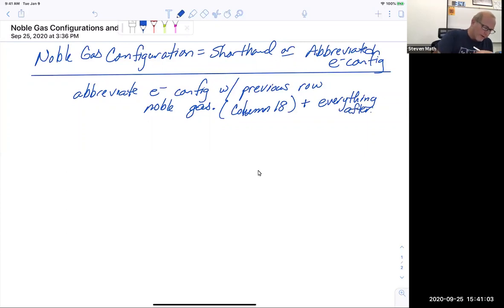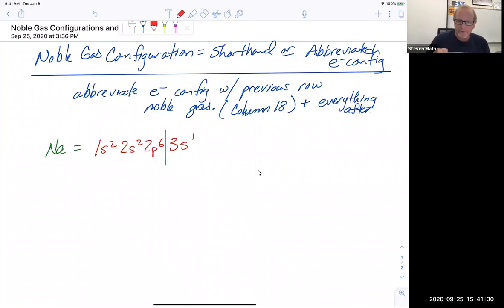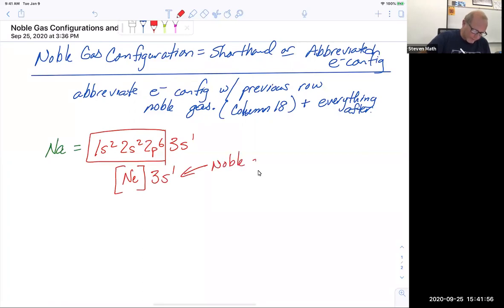And you'll see the trend here as we do a couple of examples. We've done sodium in the last video a lot. Sodium had an electron configuration of 1s2, 2s2, 2p6, 3s1. The previous noble gas is always going to end in a p6. So we can represent everything inside of the box with the noble gas that has 10 electrons. That would be equal to neon, and then write everything after the box, 3s1. That is a noble gas configuration, or a shorthand config.